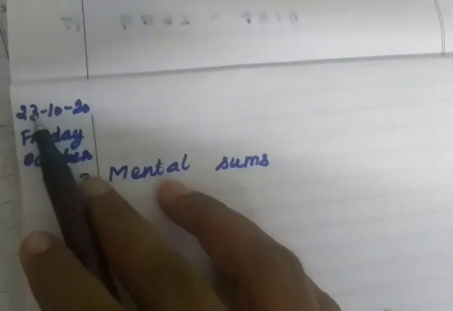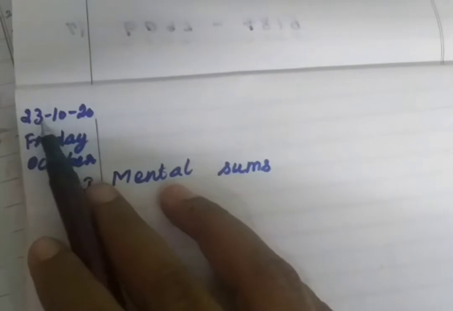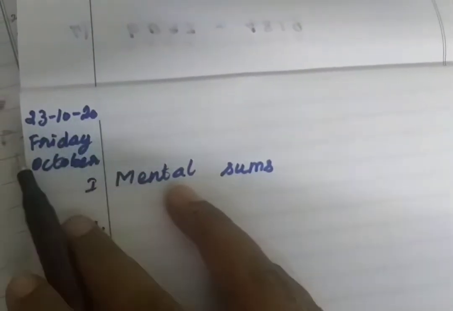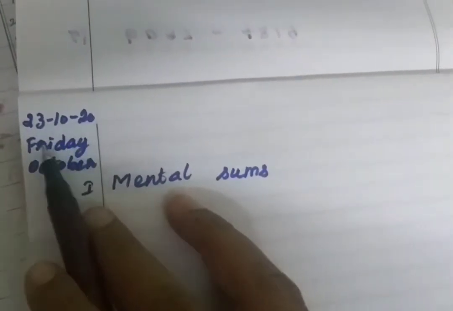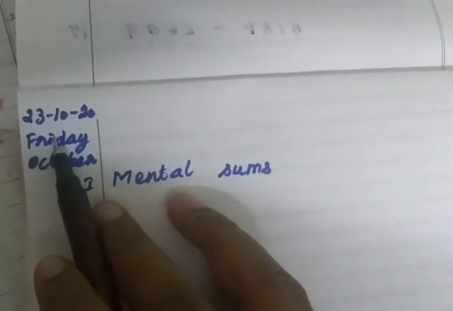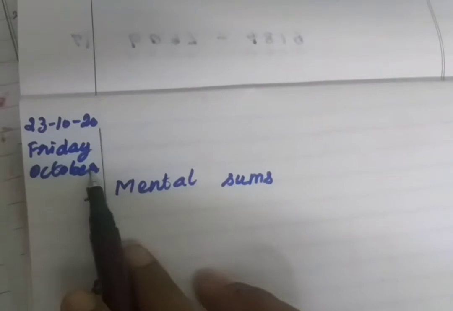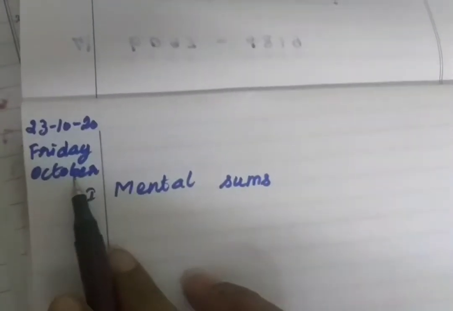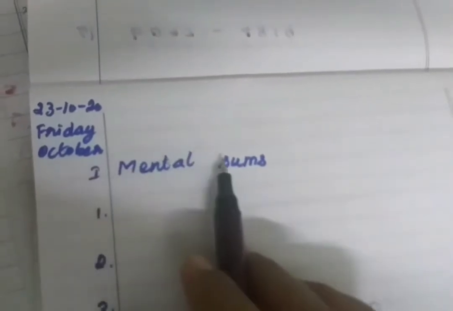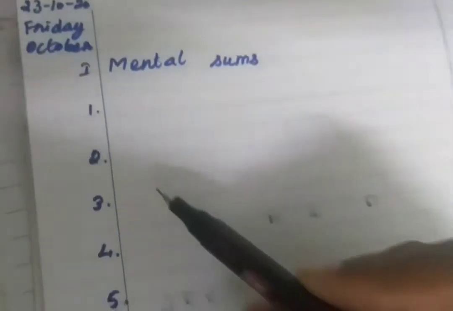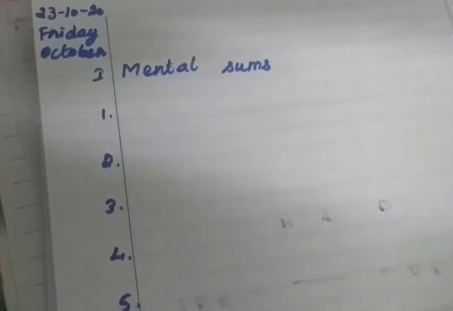Take down your maths classwork note and turn the new page and write today's date, 23/10/20. Friday, today's day is Friday. And this month is October, OCTOBER. And put the mental sum heading, first row letter mental sum heading, and put the numbers 1 to 5. After that draw the line.